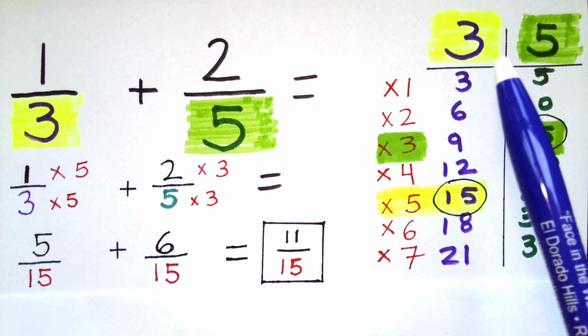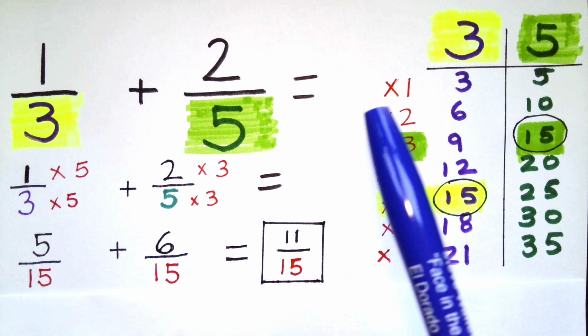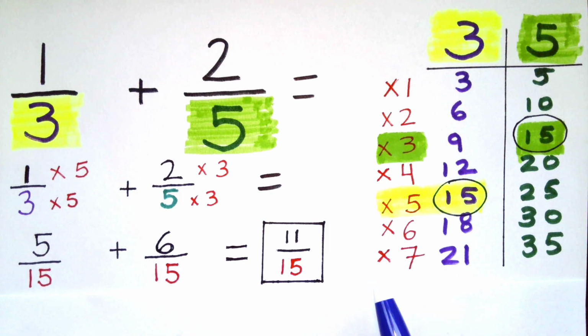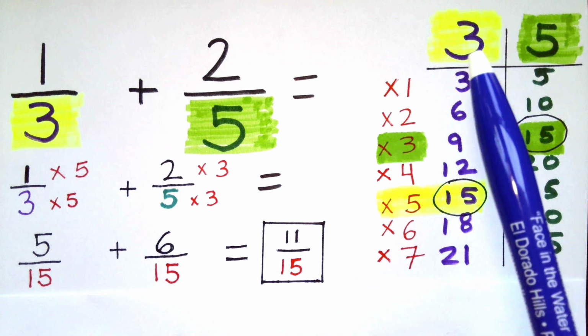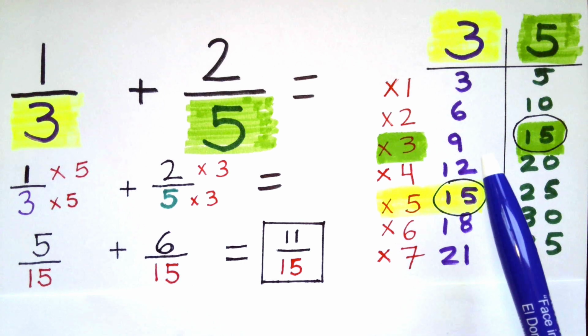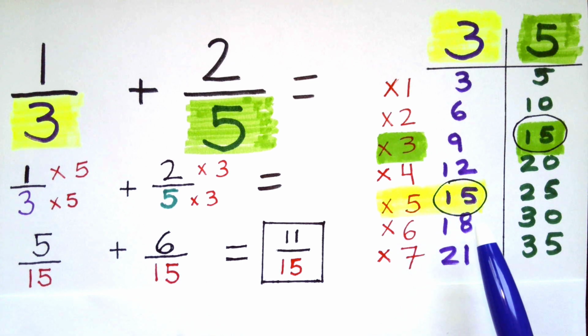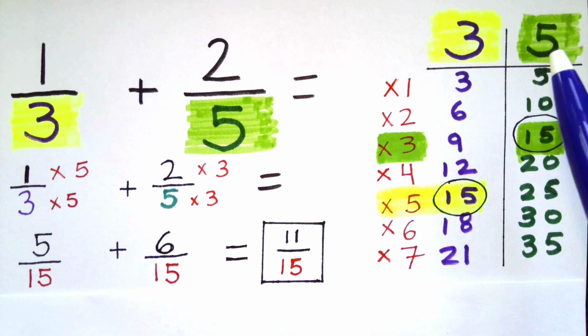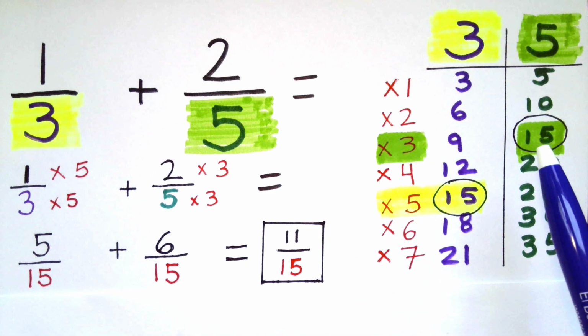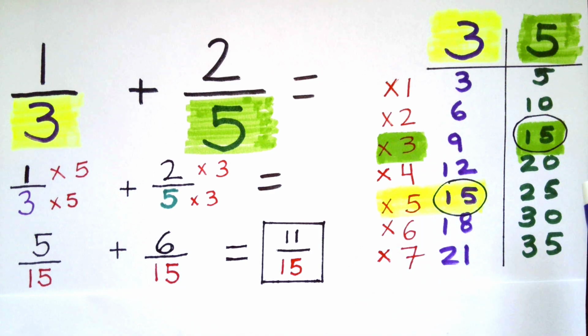Each of the denominators I started with, I'm going to multiply times 1, times 2, times 3, times 4, times 5, times 6, times 7, right? Each one of them. So 3 times 1 is 3, 3 times 2 is 6, times 3 is 9, times 4 is 12, times 5 is 15, times 6 is 18, and times 7 is 21. Now I'm going to do the same thing with the 5. 5 times 1 is 5, 5 times 2 is 10, times 3 is 15, times 4 is 20, 25, 30, 35. Okay, I'm getting ahead of myself here.